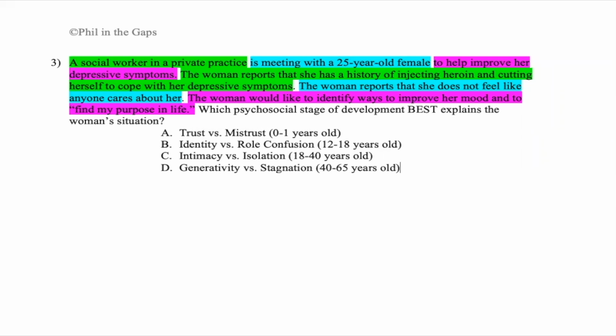So, quick review: social worker, private practice. That's who we are, where we're at, working with a 25-year-old female to help improve her depressive symptoms. That's what brought her in. One report says she had a history of injecting heroin and cutting herself to cope with her depressive symptoms. One report says she does not feel like anyone cares about her. And the woman would like to identify ways to improve her mood and define my purpose in life. So keep all in mind.